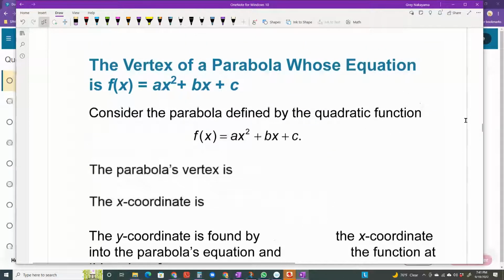Okay, the other form of a parabola could be f of x equals ax squared plus bx plus c.